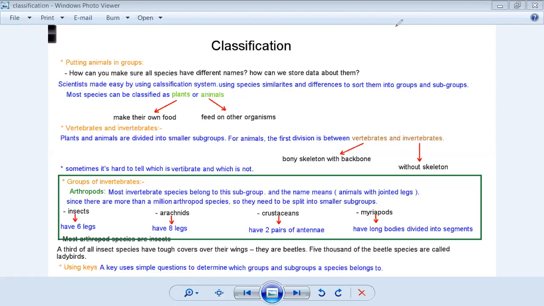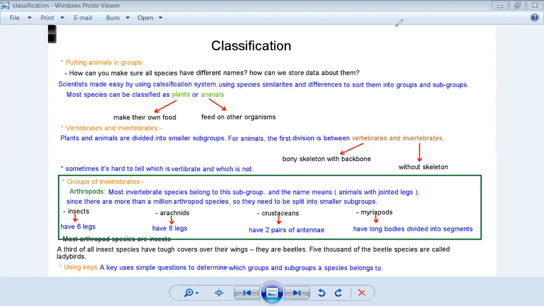The second classification or subgroup is called arachnids. Arachnids have 8 legs. This is like the spider. The spider belongs to the arachnid subgroup. The third one is called crustaceans. These crustaceans have 2 pairs of antennae. It's like the horns on their faces, like the shrimp. Like a mustache, okay? Two long, like mustache. This is called antennae.